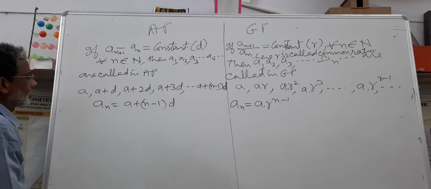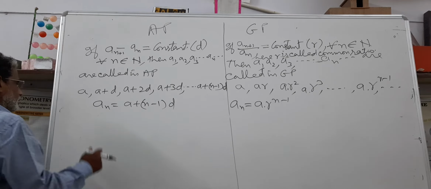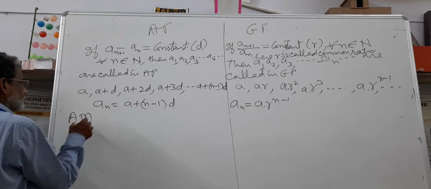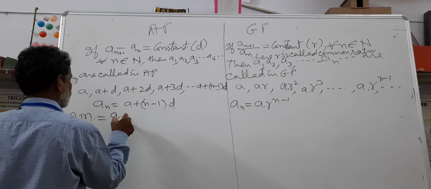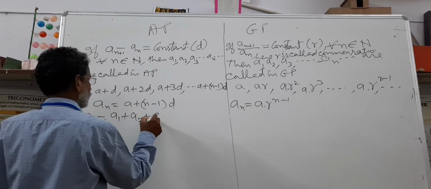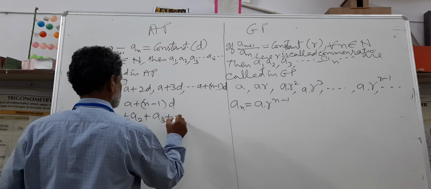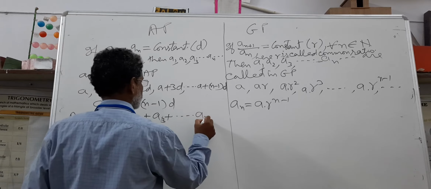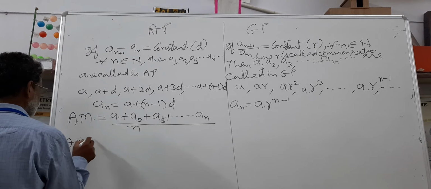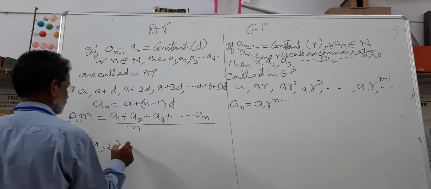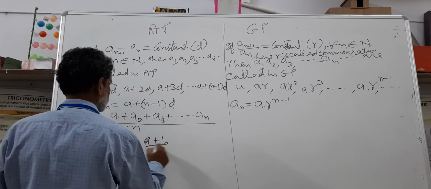Now next is AM. AM, arithmetic mean, is sum of data upon number of data. You have studied this in your previous classes. And AM of two numbers A and B will be (A plus B) by 2.